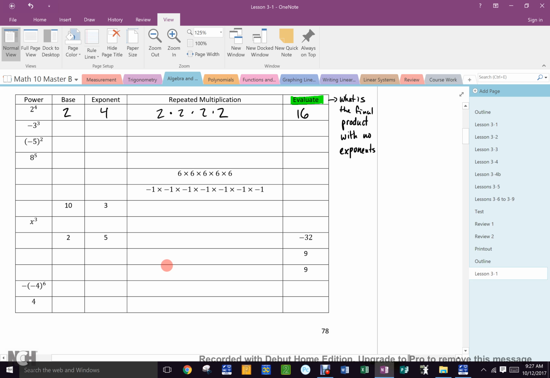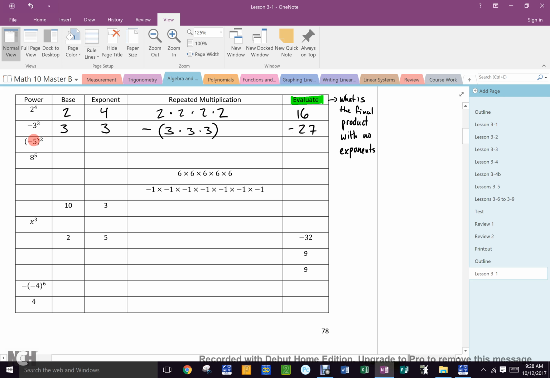Good here. I already gave you the hint to that one. What's the base? 3. What's the exponent? 3. So what is repeated? 3. How many times? 3 times. But I cannot forget about that negative. What is 3 times 3? 9 times 3 again, 27. So the answer is 27, but the whole thing is negative. So our final answer is negative. Everybody good?